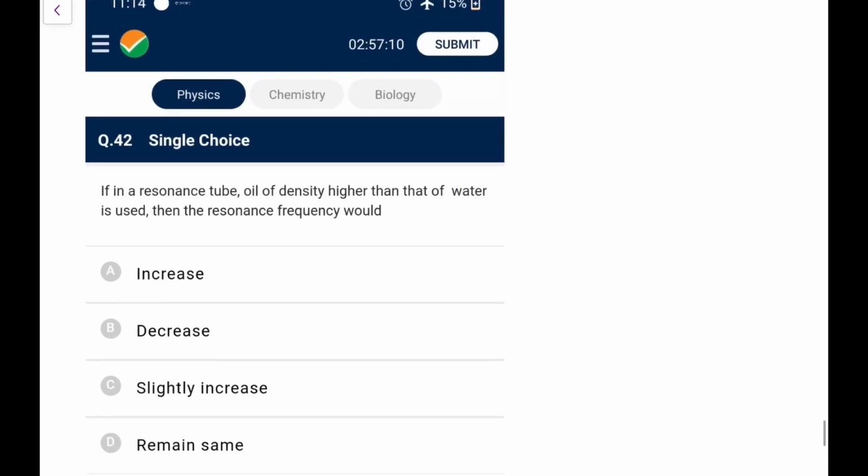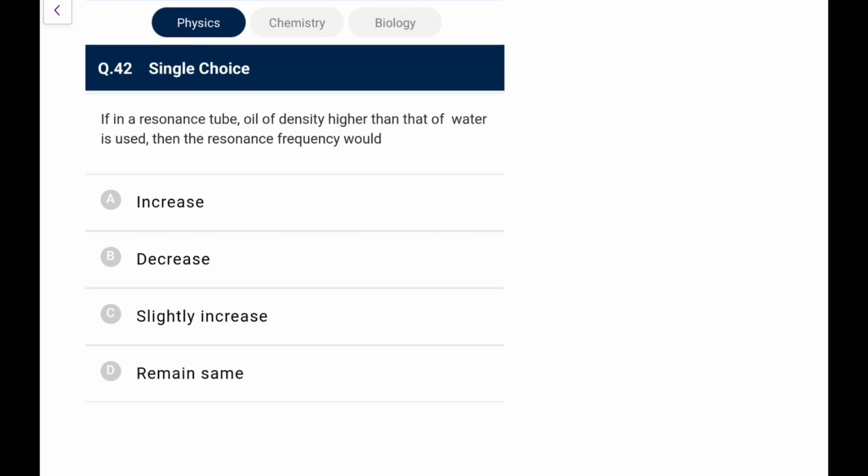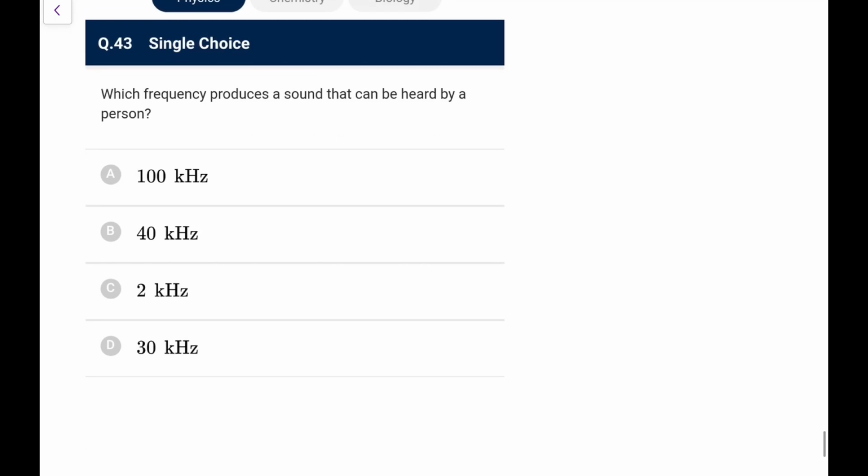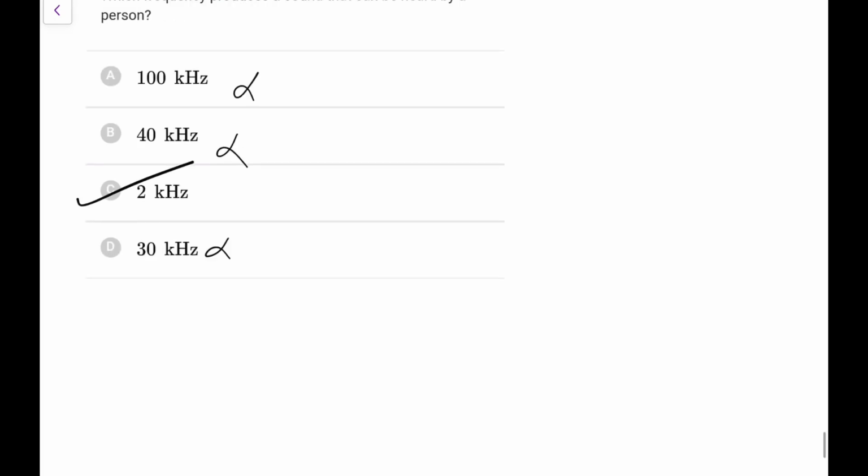Next one. In a resonance tube, if oil of density higher than that of water is used, the resonance frequency would remain the same, because it only applies to the closed end. It doesn't matter whether you put petrol or water inside it, it will remain the same, because that will be decided only by the length of the air column. Which frequency produces a sound that can be heard by a person? We know 20 hertz to 20 kilohertz, so this cannot be heard, this cannot be heard, this cannot be heard, only 2 kilohertz you can hear.